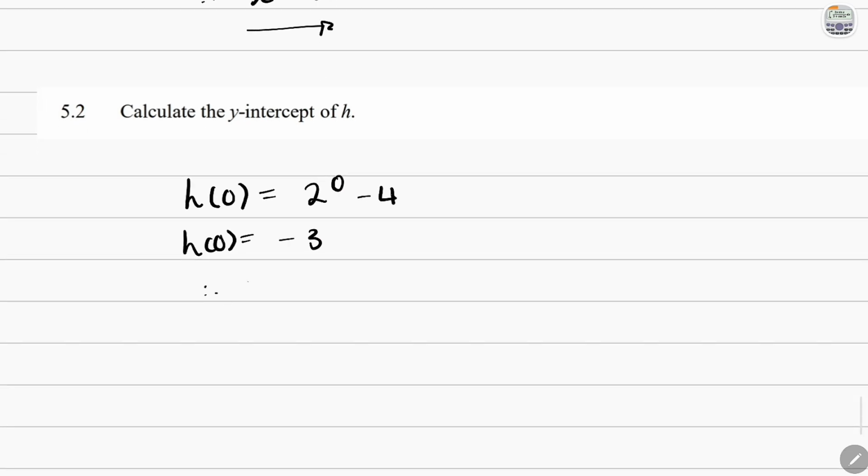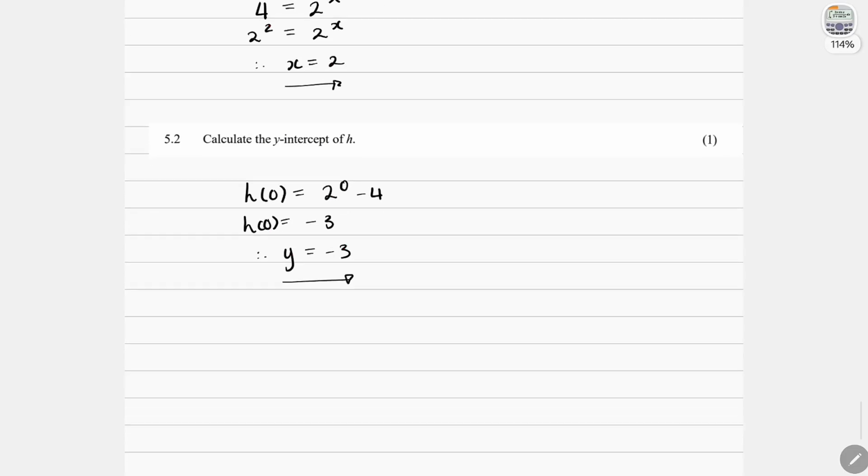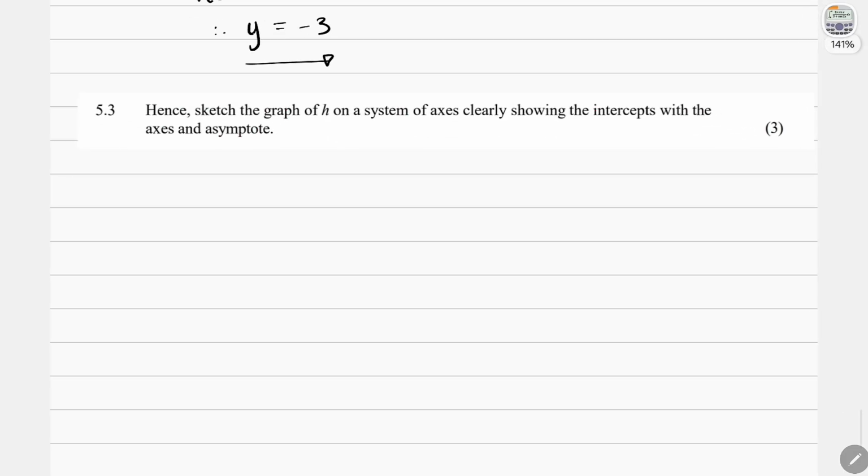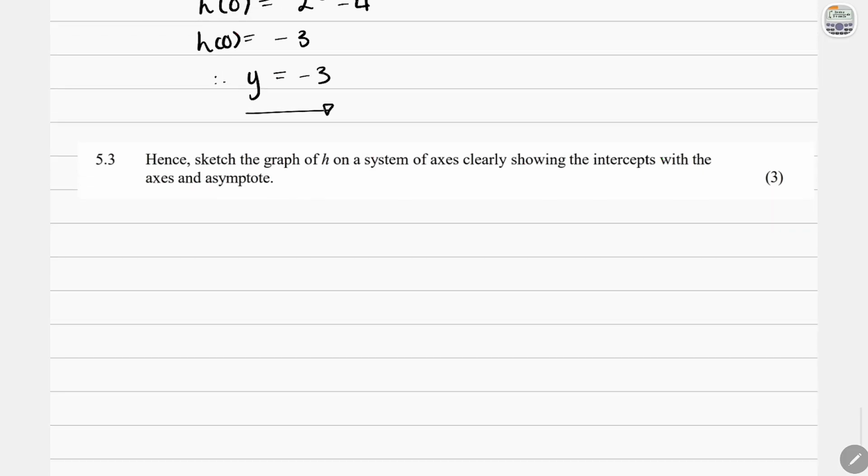Okay, so your y-intercept is y equals negative 3, and that is our answer. Next question. The next question, 5.3, says, hence, sketch a graph of h on a system of axes, clearly showing the intercepts with the axes and the asymptote. Okay, we have our intercepts. The only thing we need to find is the asymptote.